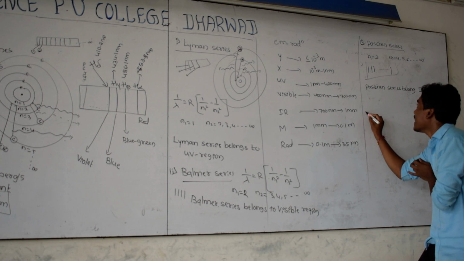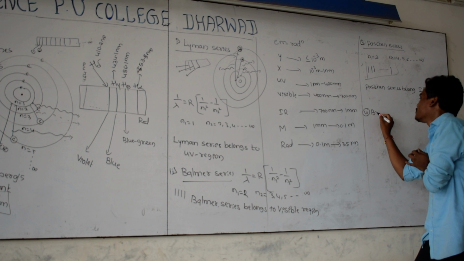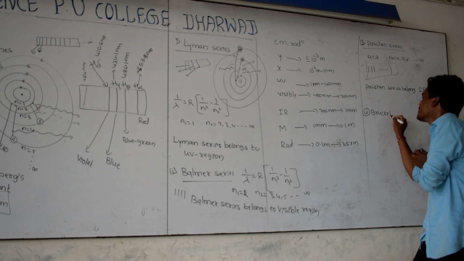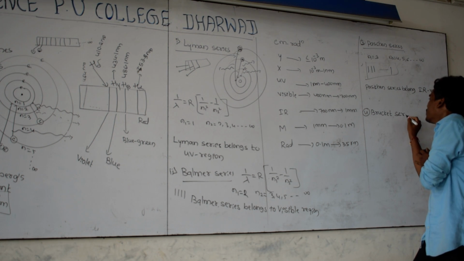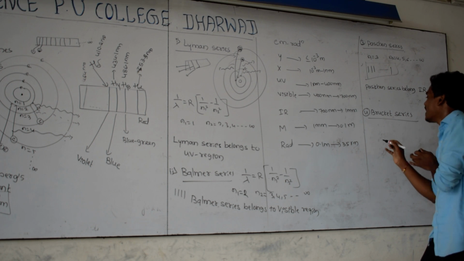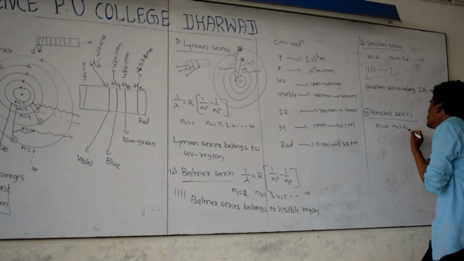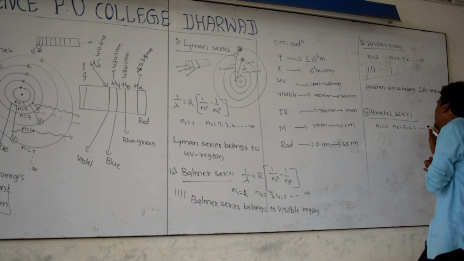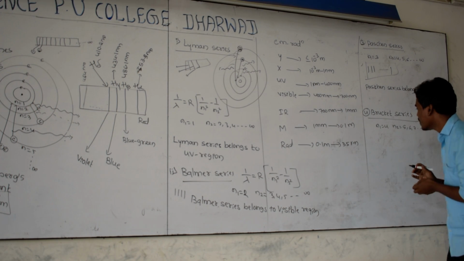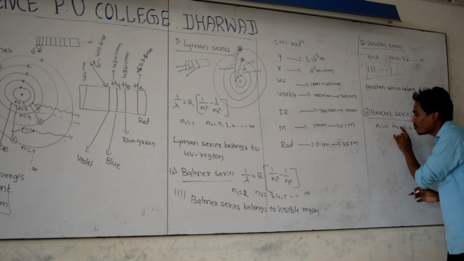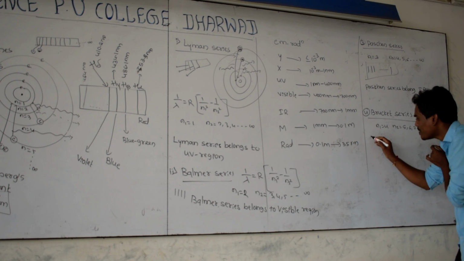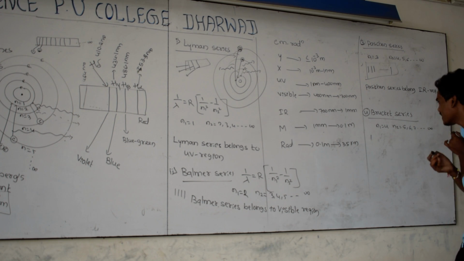And fourth, that is Brackett series. This is also the name of a scientist. The fourth one is Brackett series, and here n1 is equal to 4, n2 is equal to 5, 6, 7, and so on up to infinity. Whenever the electron is jumping from the fifth orbit to the fourth orbit, there is an emission of radiation, that is, the spectral line appearing on the screen.